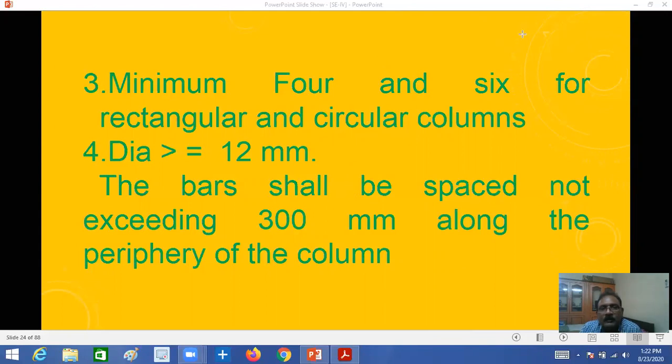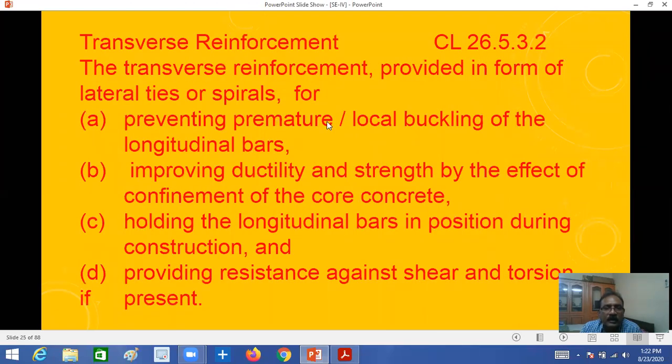Similarly, we have some more design requirements. We'll see the transverse reinforcement. These are the stirrups provided in the form of lateral ties or spirals. Spirals are used in circular columns, and lateral ties, that is stirrups. Why are we using these in the columns? To prevent premature or local buckling of the longitudinal bars.